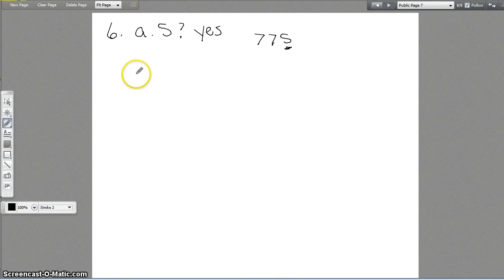The next one we want to look at is B. Is 3 a factor of 2001? Well, our divisibility rule for 3 says that we add all the digits together. So 2 plus 0 plus 0 plus 1 is equal to 3. And since 3 is a multiple of 3, that means that yes, this number is divisible by 3.